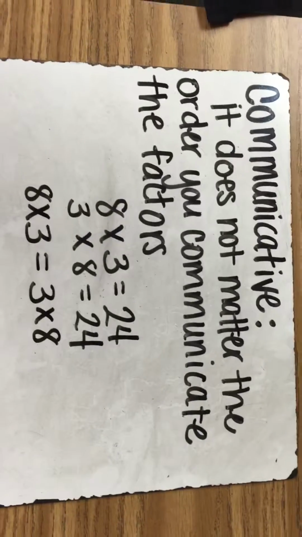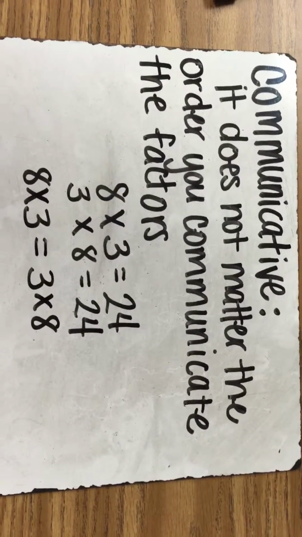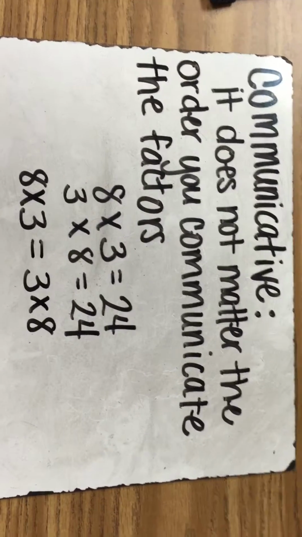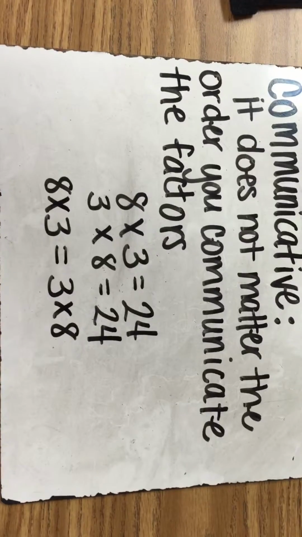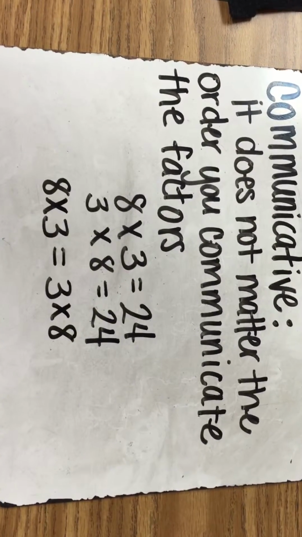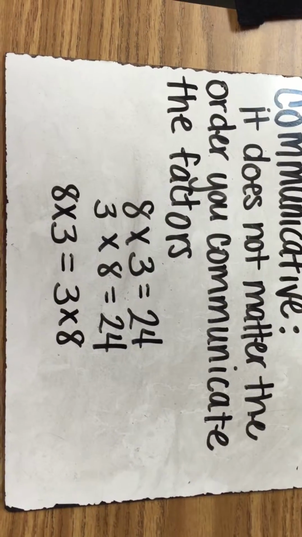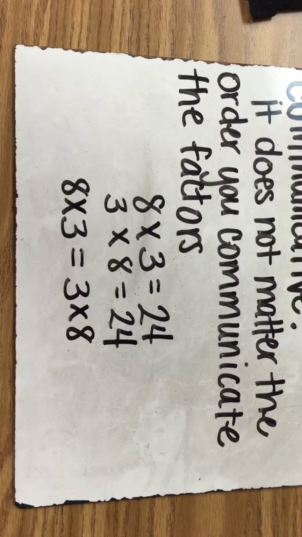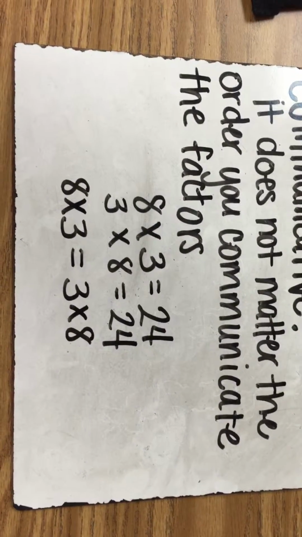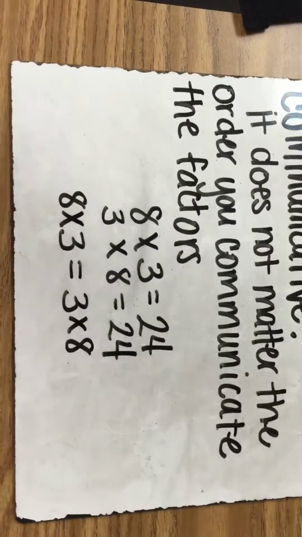And so the commutative property states that it doesn't matter the order that you communicate the factors, you will always get the same answer. So an example of this is 8 times 3 is 24. 3 times 8 is 24, and therefore 8 times 3 is the same thing as 3 times 8.